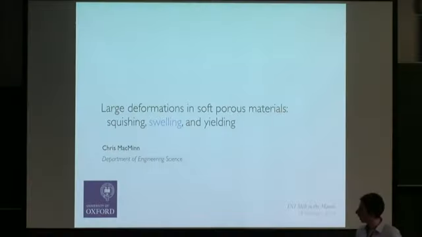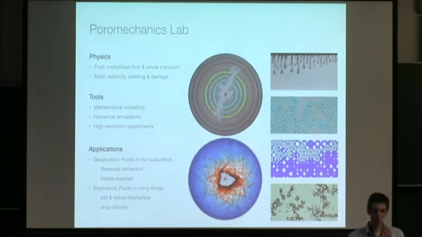So I'm going to talk about large deformations in soft porous materials, and I ambitiously included a couple of things here: squishing, swelling, and yielding, which are three ways that you can get large deformations in porous materials. I'm going to focus on swelling in the second part of the talk, and in the first part I'm going to talk about large deformations in general, and then squishing and yielding we'll have to save for another day. But Victoria did a very nice job talking about plasticity and viscoplasticity yesterday, so hopefully that is now covered.